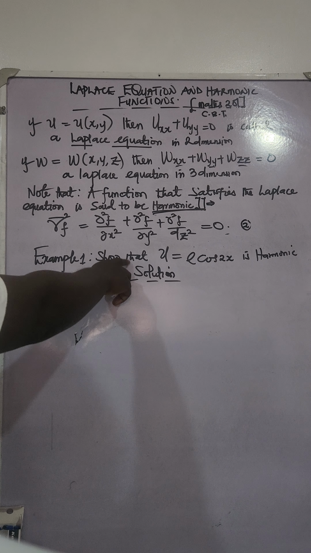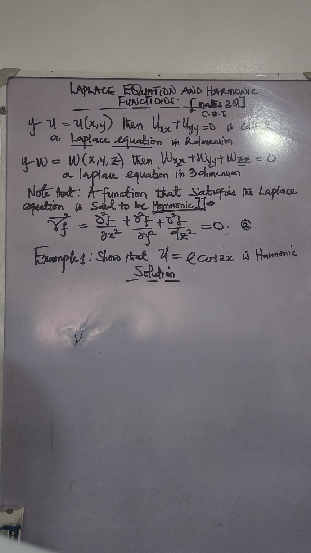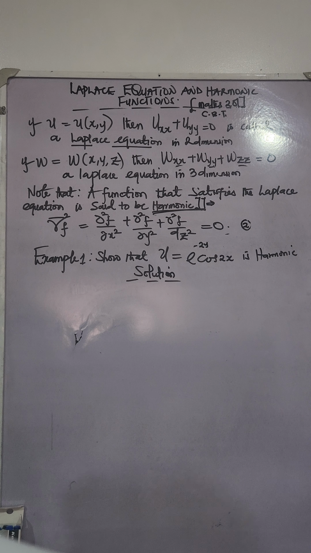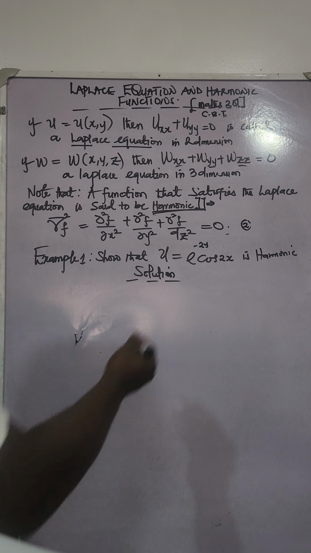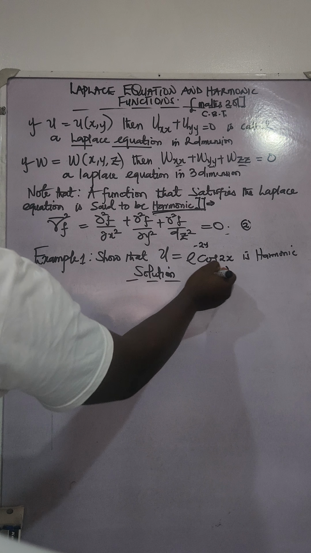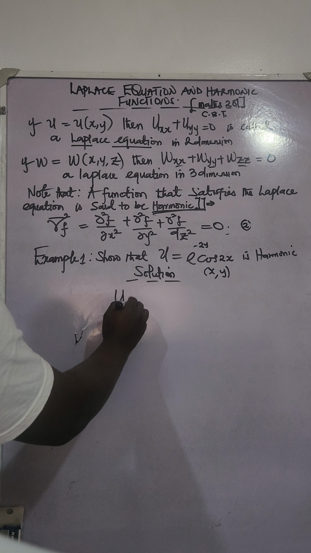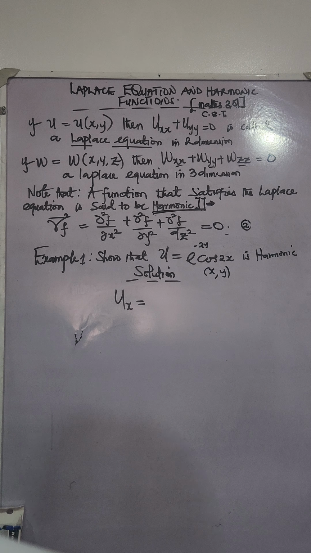It says show that u equals e to the power of minus 2y cos 2x is harmonic. We want to prove this. And so what do we do from here? Remember, we have two independent variables in this. We have x and we have y, so x and y, the arrangement you want to give. So let's start. Let's differentiate with respect to x, u of x.